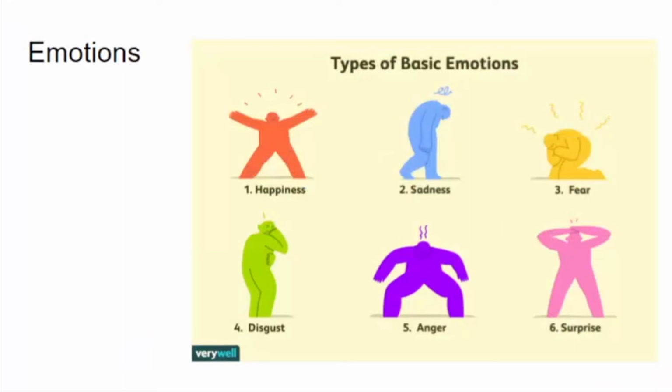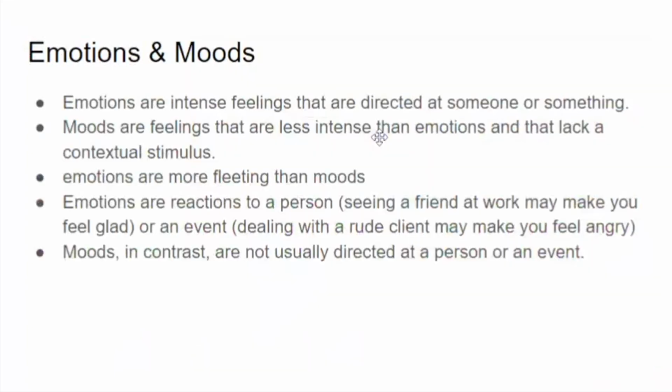Final concept: emotions, and where do emotions fit in terms of employability? If we think, there are really six basic types of emotions. They're happiness, sadness, fear, disgust, anger, or surprise. Now, we've got to ask, what exactly are emotions? Well, they're intense feelings that are directed at someone or something. So they're really intense, and that's interesting from an employment point of view too, because how intense is intense, and what impact does that have on someone's ability to do the job?